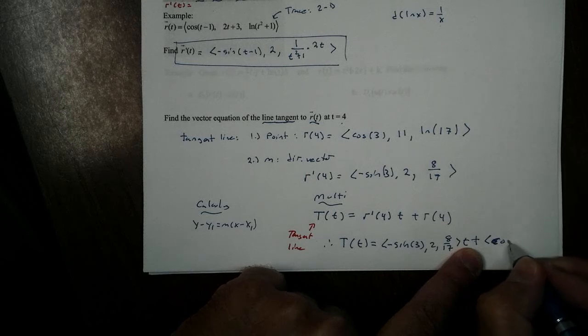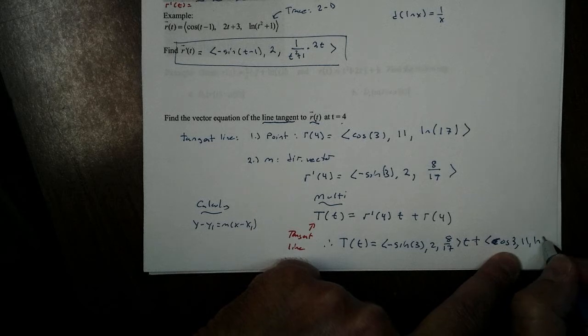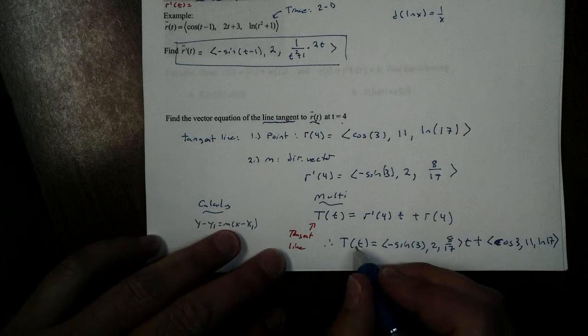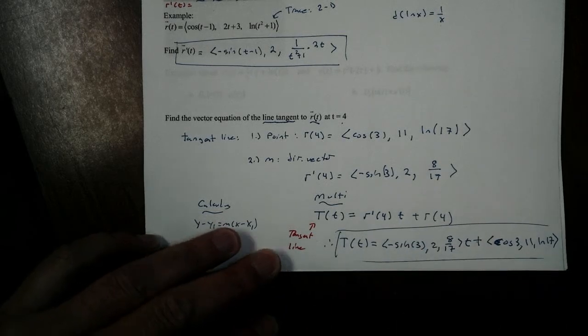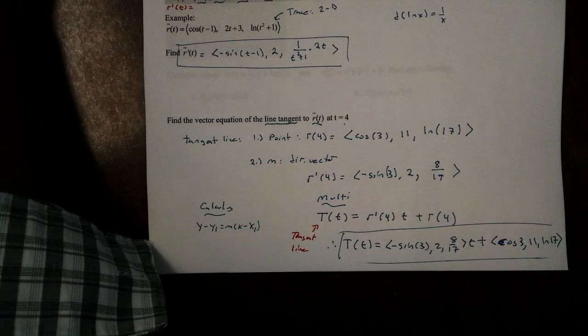cosine 3, 11, natural log 17. Ran out of room right there. And there is the equation of our tangent line as a vector. A vector line. So, alright, go on to part 2. We're going to take a look at a few more examples, and we'll take it through. Thank you.